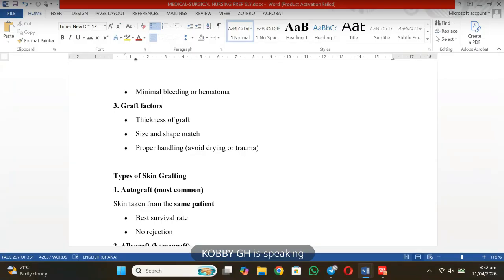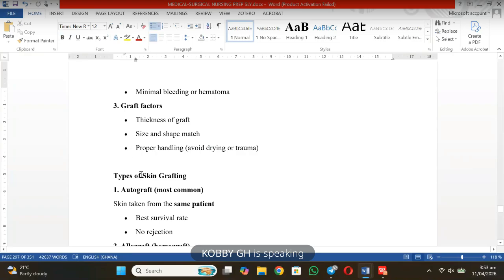Now, the third factor is the graft factors. You should consider the thickness of the graft. So if the area where you are going to put the graft requires a thick skin, make sure you are picking a thick skin. Now, the size and shape match is also very important. Sometimes the color match too is important, especially when you are going to graft the face. And then proper handling of the graft is also very important.